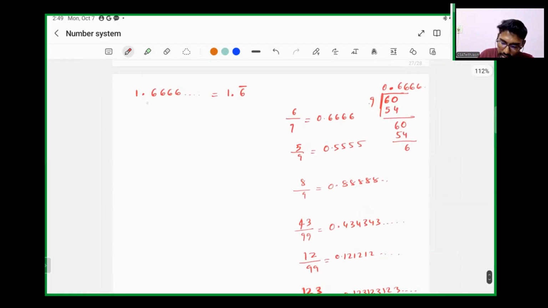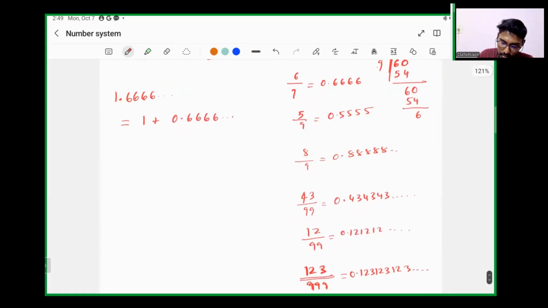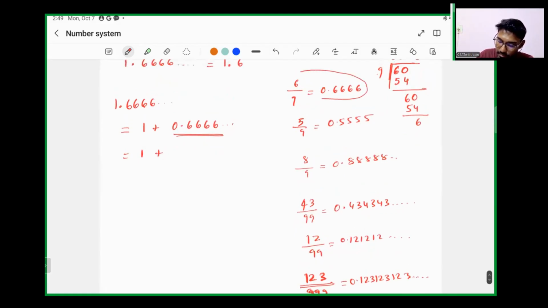Okay. So I need to find out 1.6 bar, or 1.6666 like this. So this is actually equal to, first you need to split this one. 1.6666 is actually 1 plus 0.6666 like this. 1.6, you can write it as 1 plus 0.6. Okay. So 1, you can write it as 1 itself. Now 0.6666, what is it? It will be 6 by 9. So you can write it as 6 by 9.